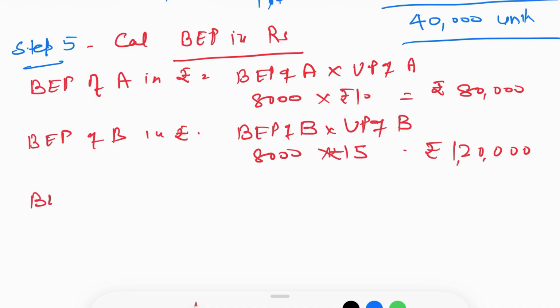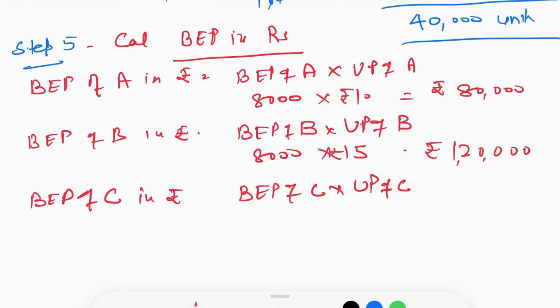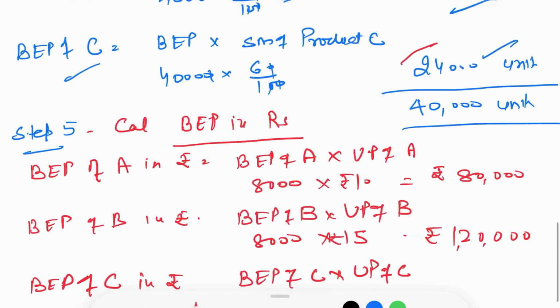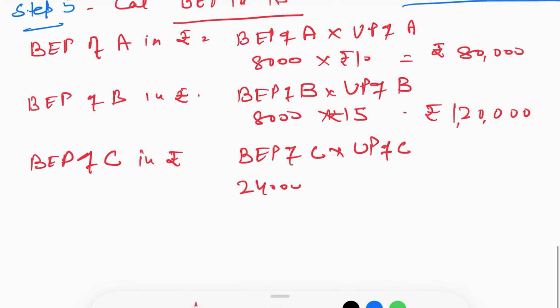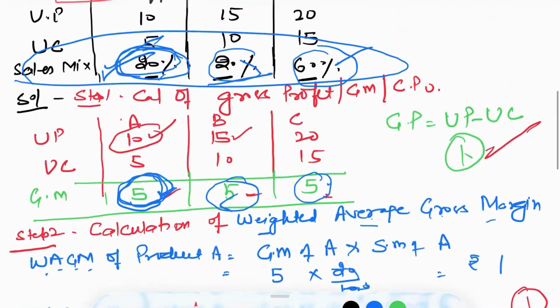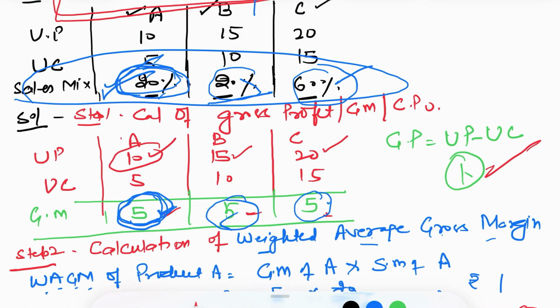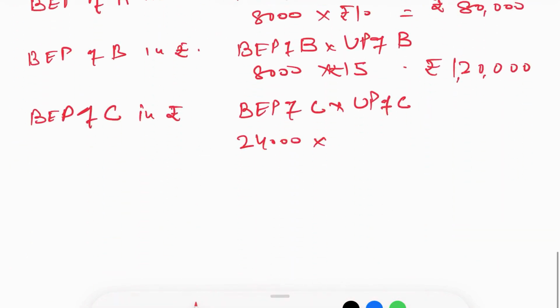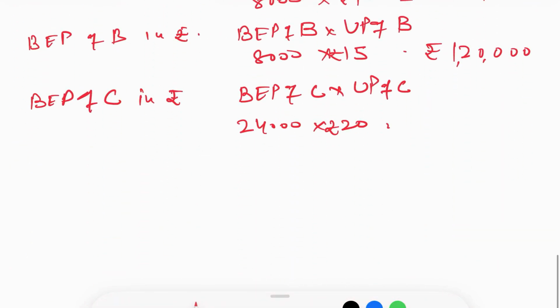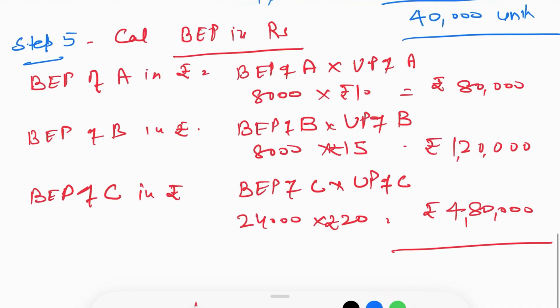Now break-even point of C in rupees. So what's the formula? Break-even point of C multiplied by unit price of C. What was the break-even point of C? 24,000 multiplied by unit price of C. See, it is given here, unit price of C is 20. So it is 4,80,000. Let's do its total. How much is it? It is 6,80,000.